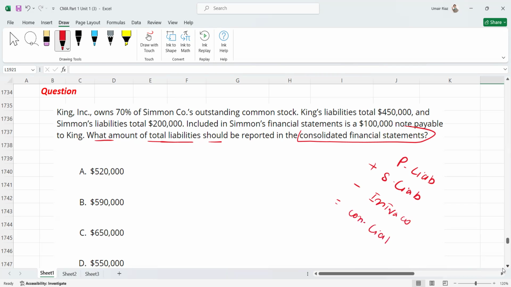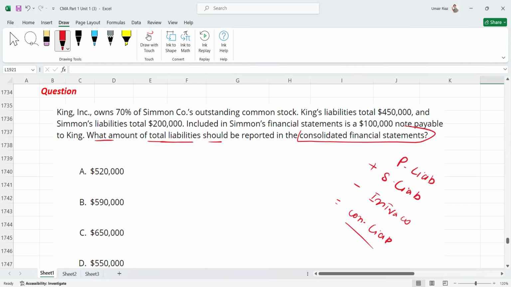Consolidated liability. All the intra-company transactions, we will cover in the next lecture how these balances are eliminated, but intra-company balances are always eliminated. Intra-company income, expenses, transactions, whatever. So we always eliminate them when we prepare the consolidated financial statements. So here we have to take parent's plus subsidiary minus intra-company. This is how we will get consolidated total liabilities for consolidated financial statements.